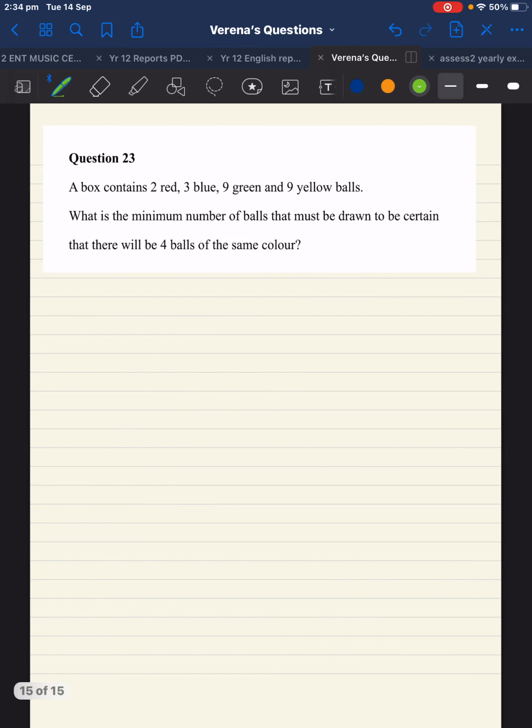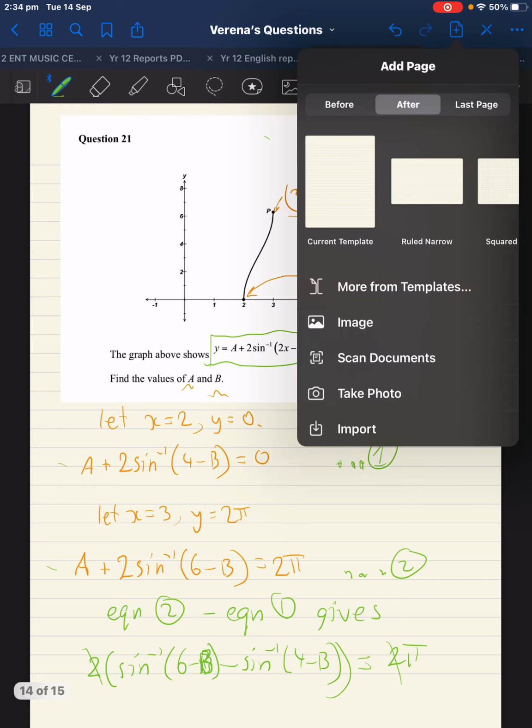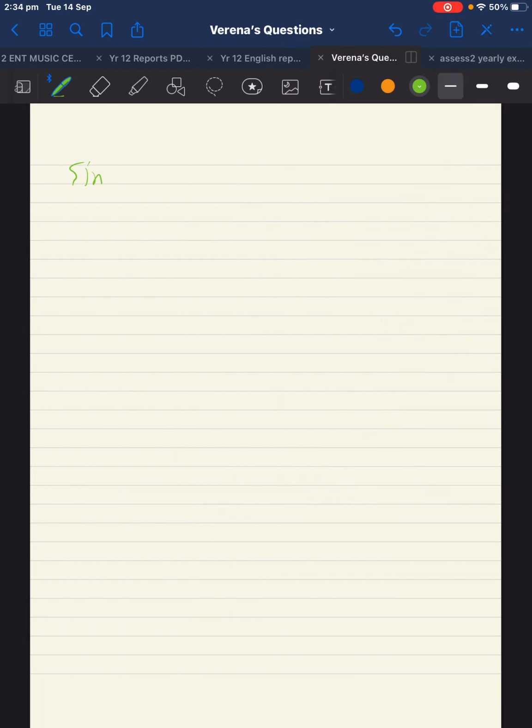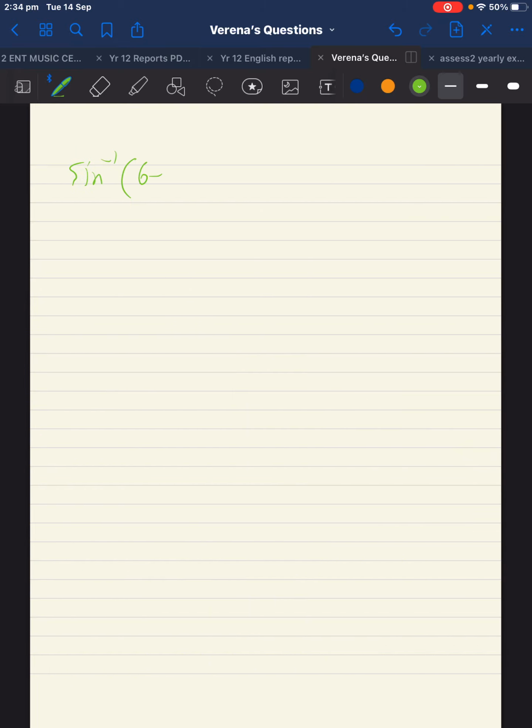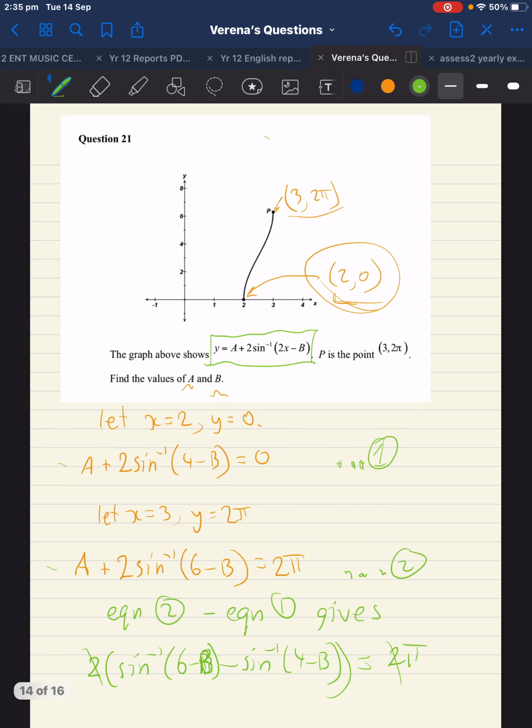What do we have? Okay, new page. Inverse sine, was it 6 minus b? Take away inverse sine 4 minus b, which is equal to pi. Right, so that's where we're at.